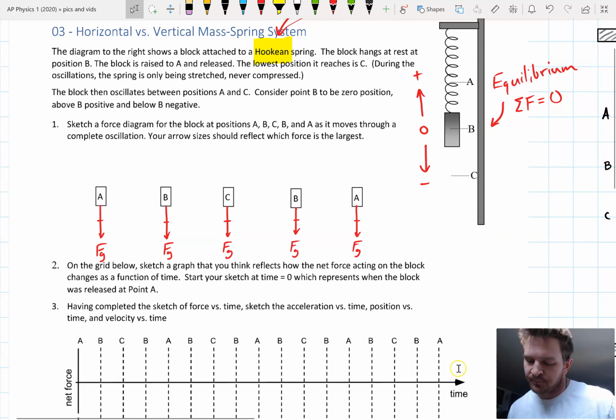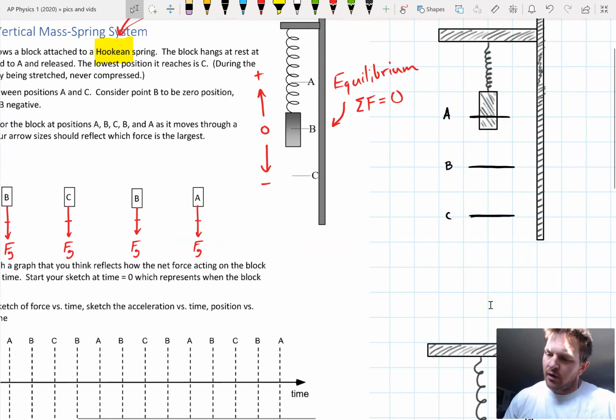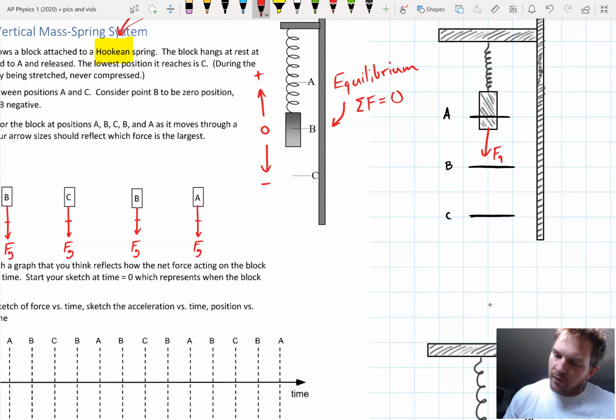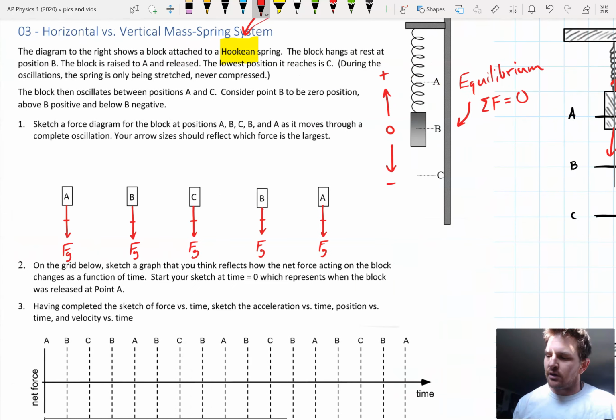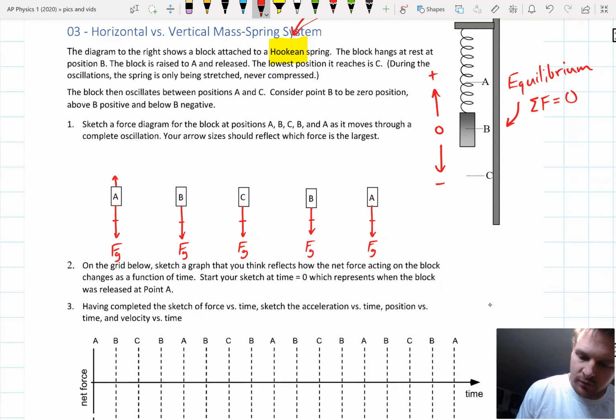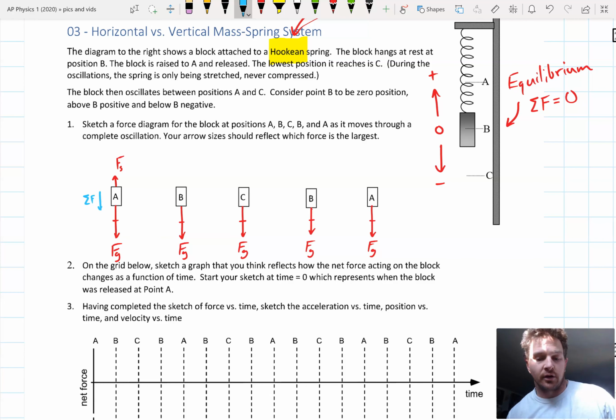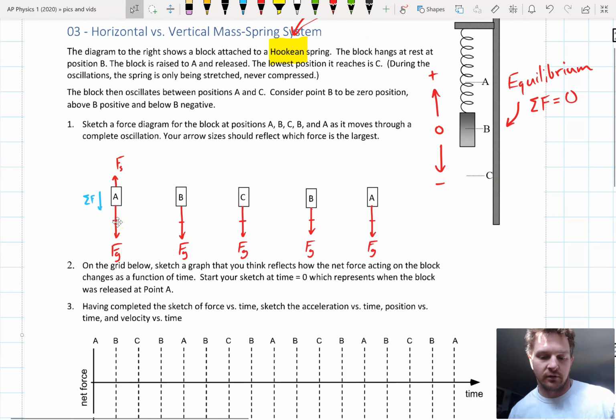So at part A, right here, we have the force of gravity going down. We know this block needs to accelerate down. It's stretched out a little bit, so there's only going to be a tiny spring force, because the net force needs to be in the downward direction. The force of gravity can't change, so the spring force here needs to be smaller than the force of gravity.